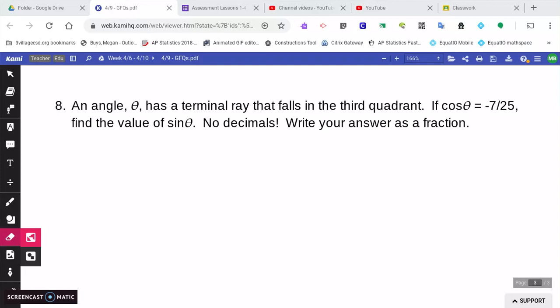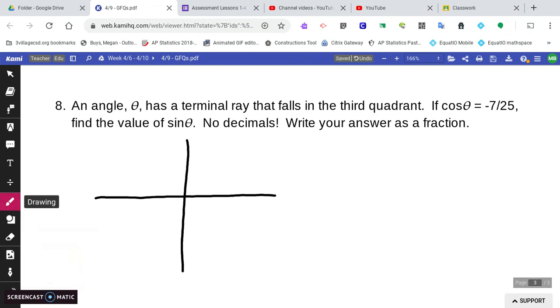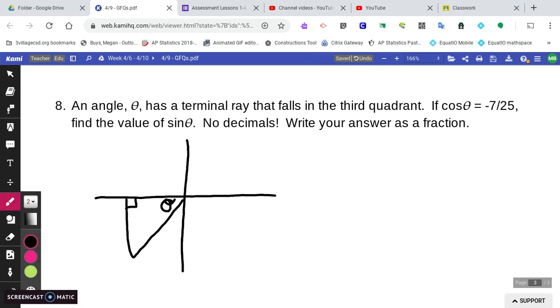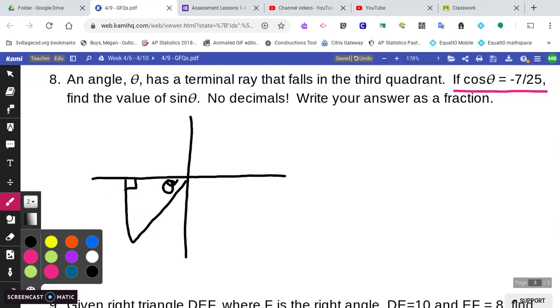An angle theta has a terminal ray that falls in the third quadrant, and we're given what cosine of theta is. So I'm going to sketch what that would actually look like. We know we're talking about the third quadrant, so that's going to be the bottom left, and we're going to make that into a right triangle with theta here. Now, like we were told, cosine theta is equal to -7 over 25.